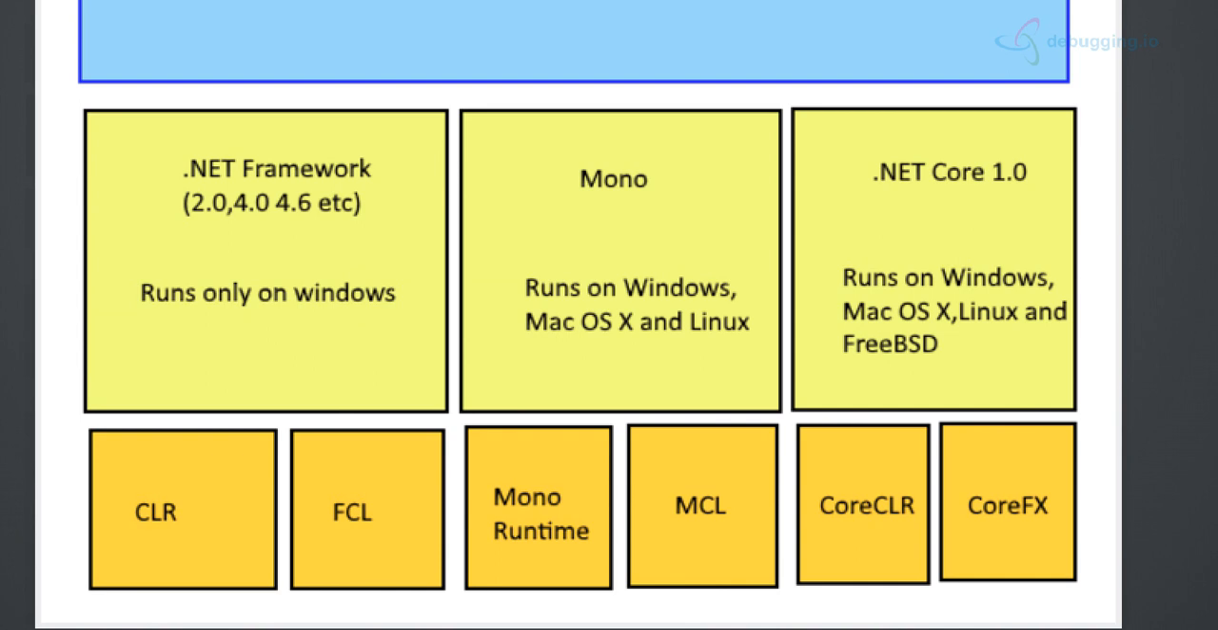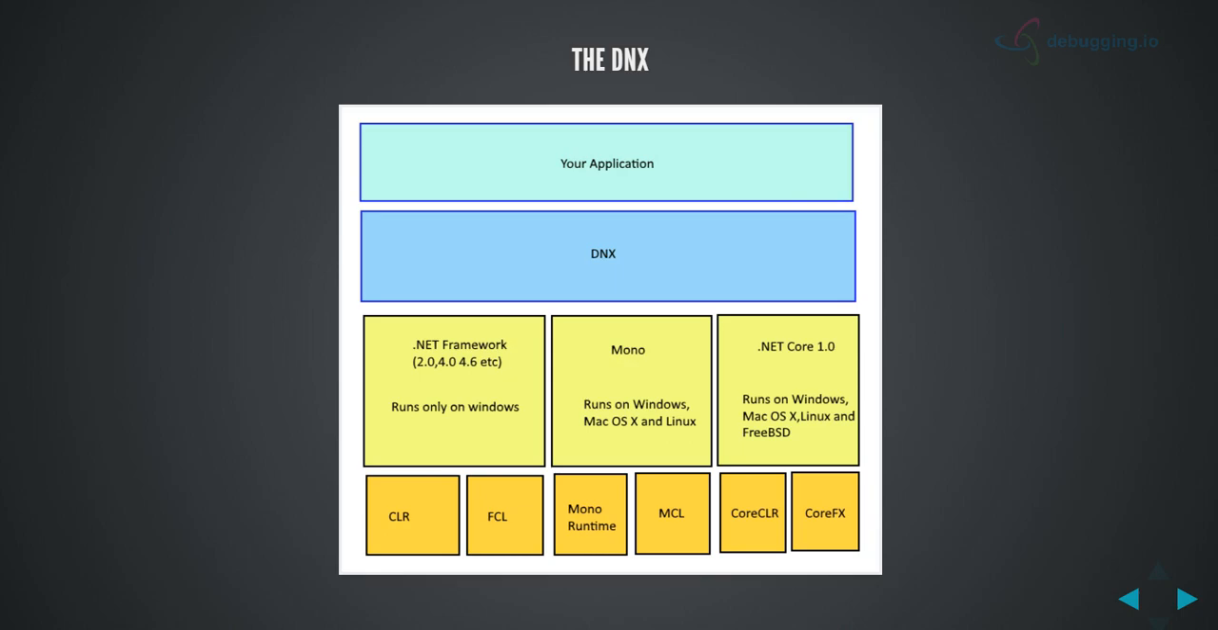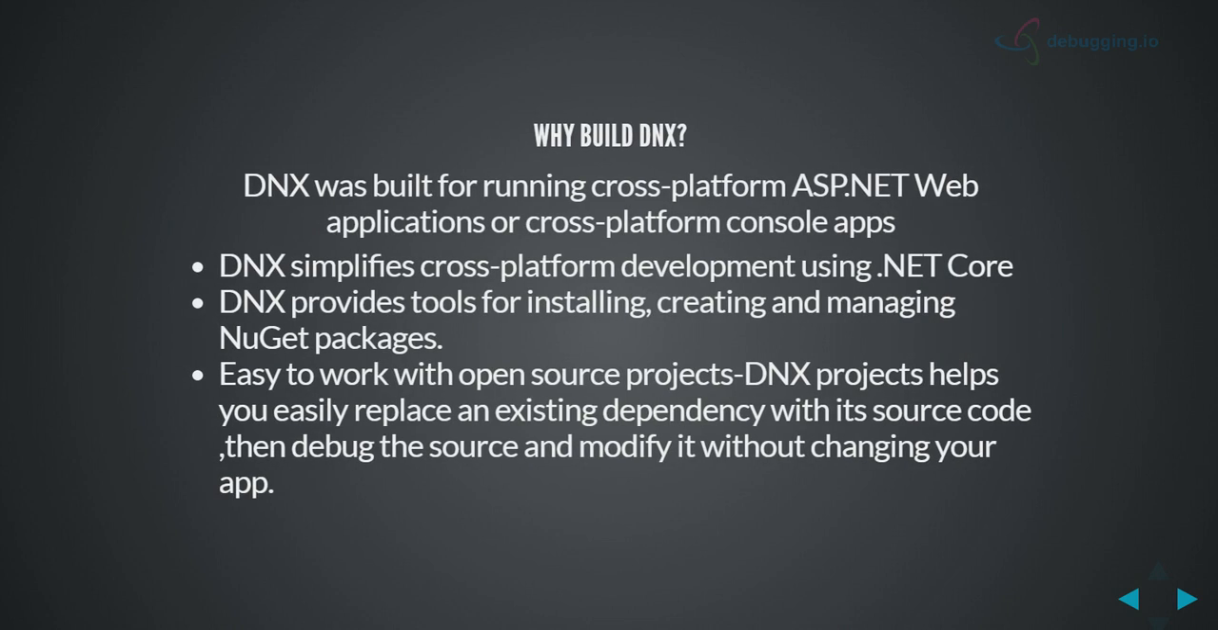So each of these comes with its own CLR. FCL is the Framework Class Library, Mono has the Mono class libraries, and Core in .NET Core is called CoreFX, as you see here. So we have different versions of our runtime as well as the class libraries. What DNX does is abstract this away from you, so that your application does not have to worry about it, and you can run your application with the help of DNX on all these platforms.